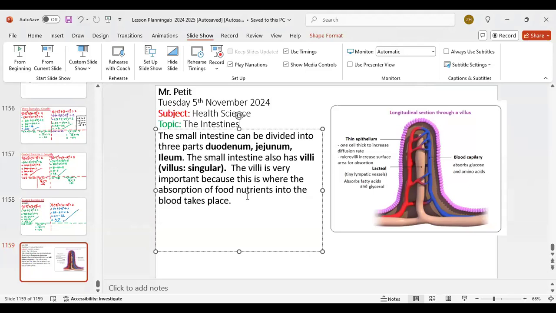So the villi, we could say, let me just put villi, and let's say this finger-like projection.